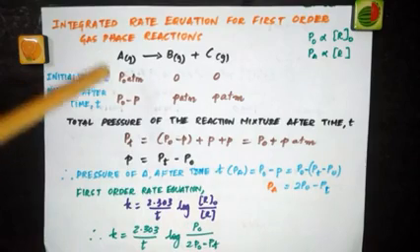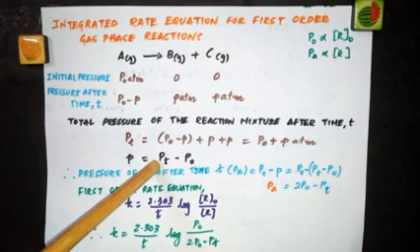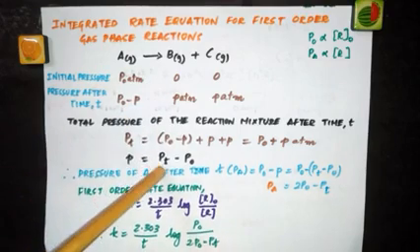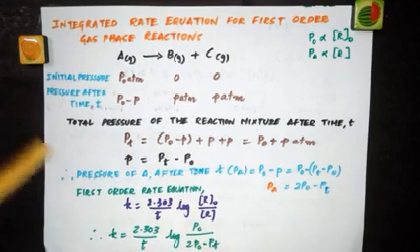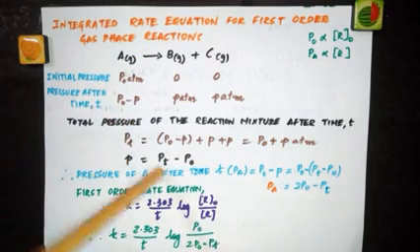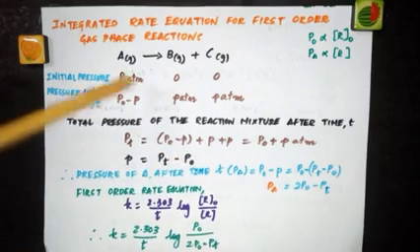I'll say it again. What is P naught? Initial pressure of A. What is PT? Pressure of A after time t. What is small p? Increase in the pressure of A or decrease in the pressure of B and C. So keep this expression as such.